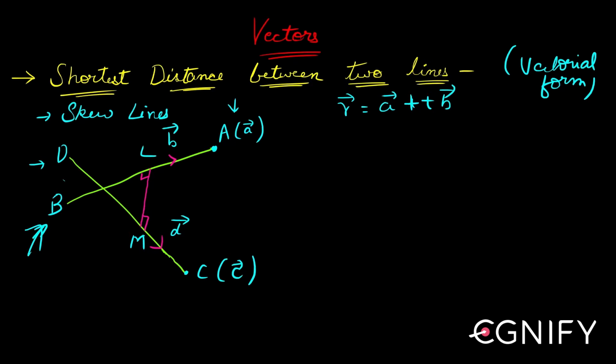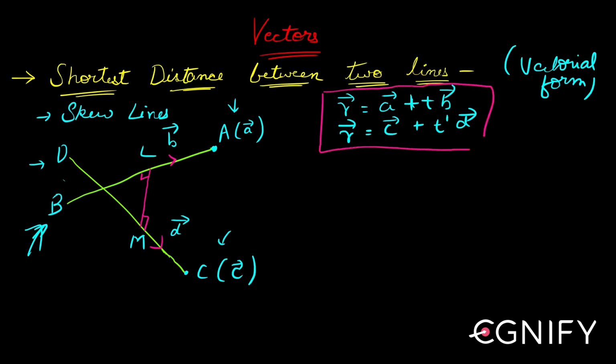Similarly, the second line is passing through C. So it's c bar plus some t dash into d bar. Now, what I want is the shortest distance between these two. The only information that I have right now is the equations of these two straight lines. So with this, how can I find the shortest distance?